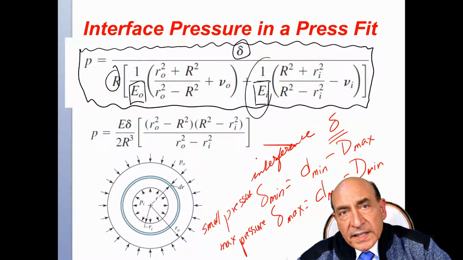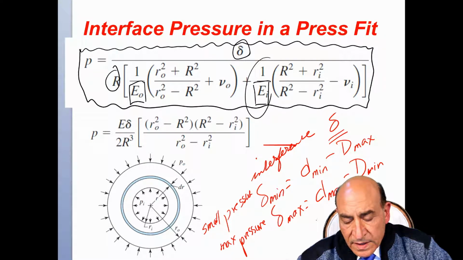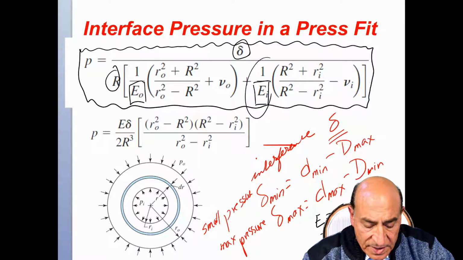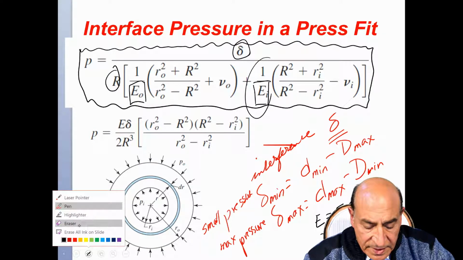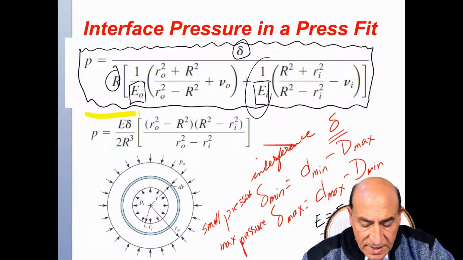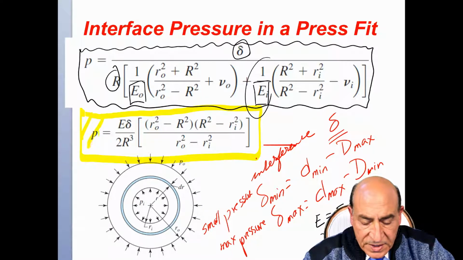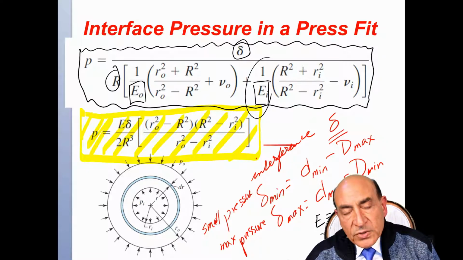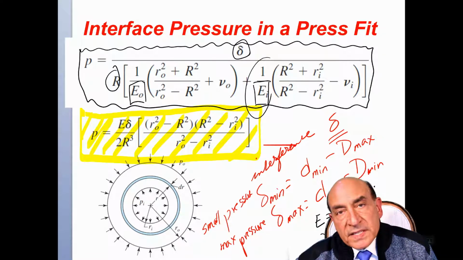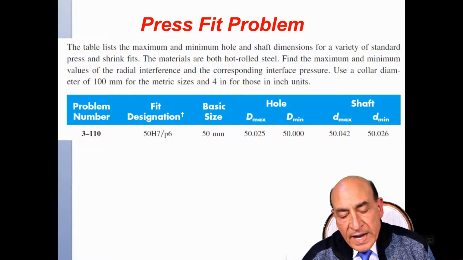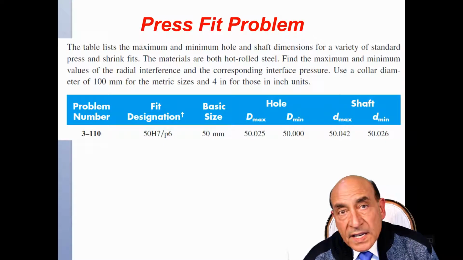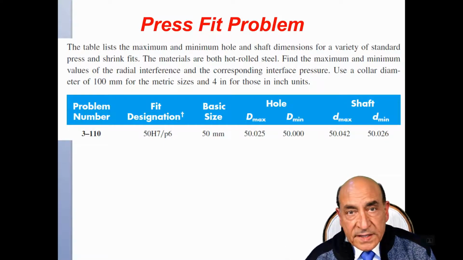So this equation, in case we have E equals E outer equals E inner, and we have nu equals nu outer equals nu inner, then this equation becomes much simpler, and the simpler equation is given here. And if you look at this equation, we have the pressure is equal to E delta over 2R cubed times this factor in between. This is a geometric factor that has the dimension of R squared. So when everything cancels out, the units of the pressure will be the same units as the modulus of elasticity, or Young's modulus E.